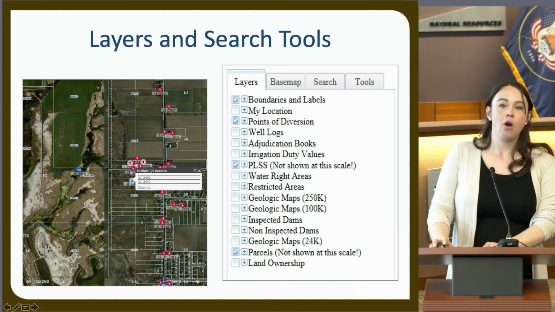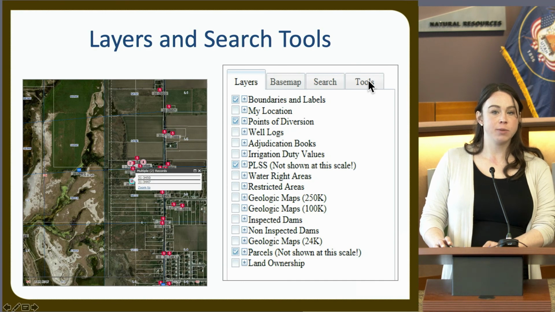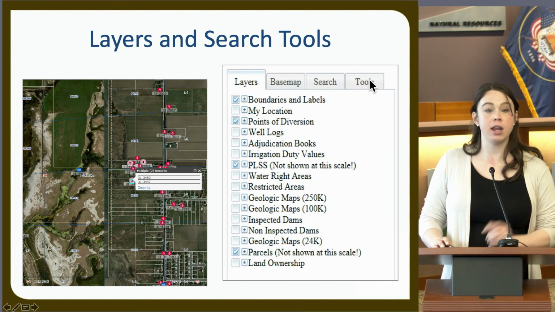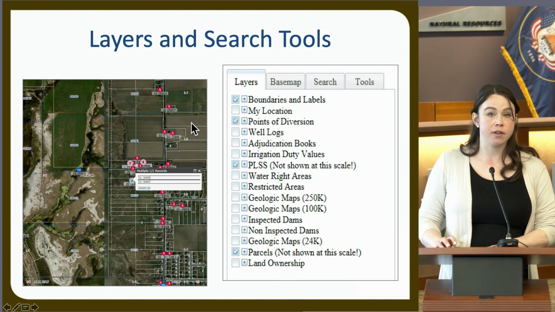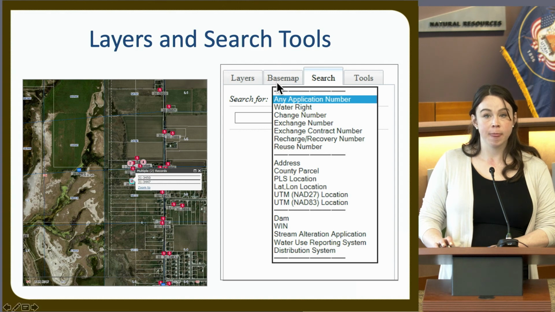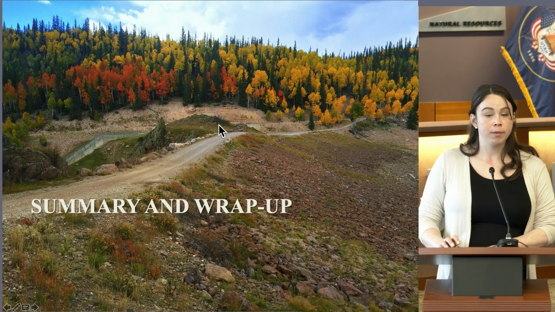And then over here, tools, this is a helpful tab that can be used to print off the map you're seeing, maybe measure between two locations. Really, there's just a lot of options on this mapping system that make it easy to navigate through our water rights. So again, if I were to click on that search, you can see here I can search by water right number, maybe search by change, exchange, address, county parcel, quite a number.